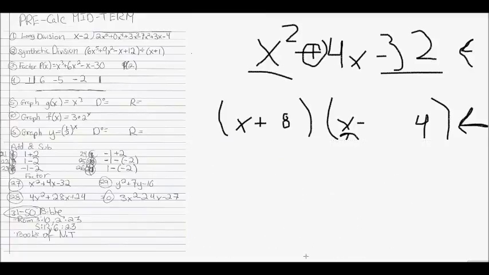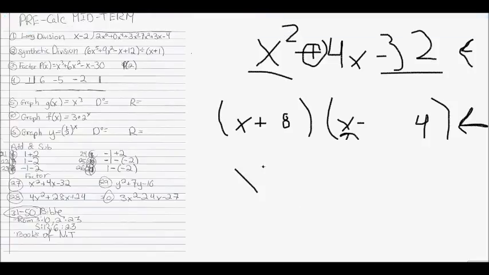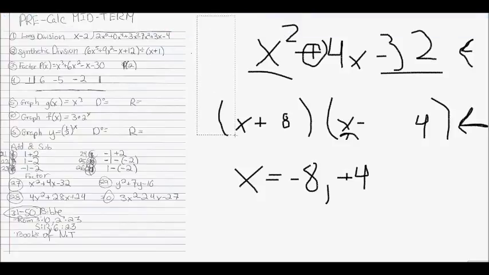Now we have to figure out what our x equals. And I quickly went over this with the other ones on top. So x equals the opposite of +8, which is -8, and x equals the opposite of -4, which is +4. All right, fantastic.